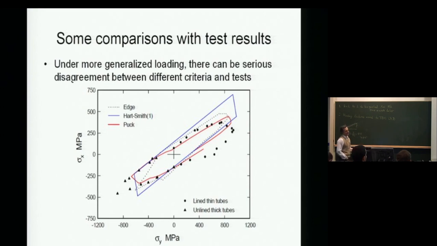And recognizing this problem, many people have tried to compare actual test data, shown here, with different criteria. And this is a gentleman called Edge from England, John Hart-Smith, who is a guy I need to introduce right now, and Puck, which is probably the best criterion we have today. And you will see that they differ quite significantly in some locations in the envelope. And in some cases, they are unconservative, as at the bottom left here. In others, they are quite conservative.